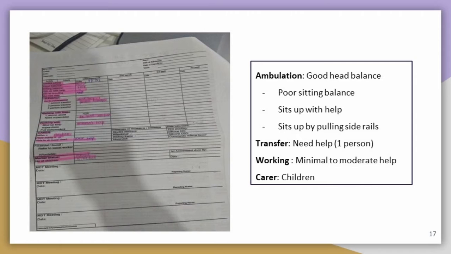For ambulation, he has good head balance but poor sitting balance. He needs help during sit-up. He sits up by pulling the side rail. Patient needs help from at least one person to transfer. He needs minimal to moderate help during walking. His carers are his children.